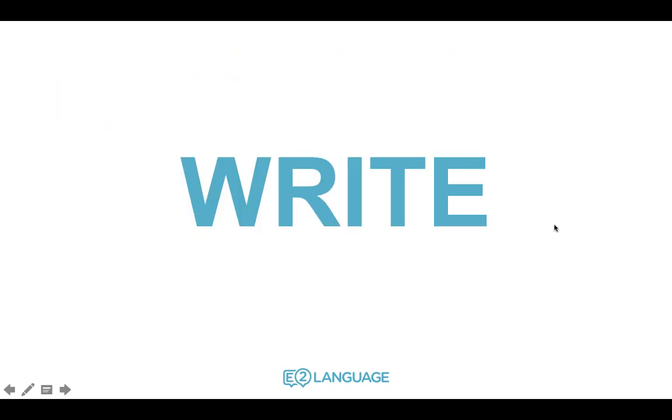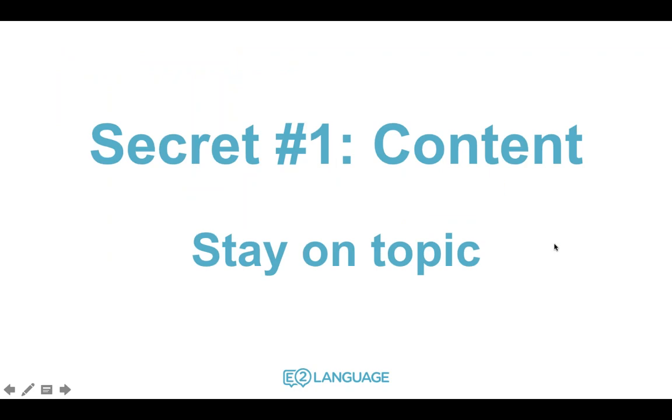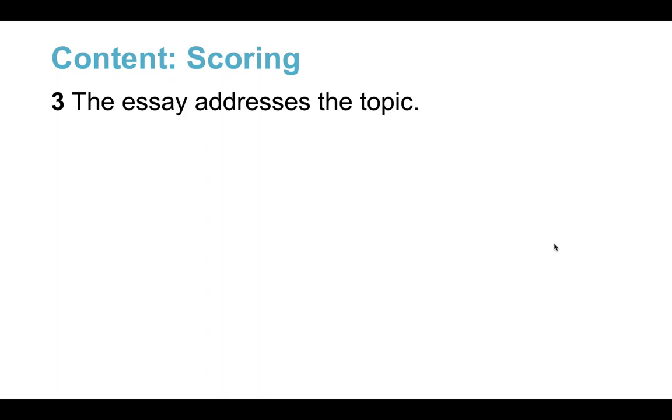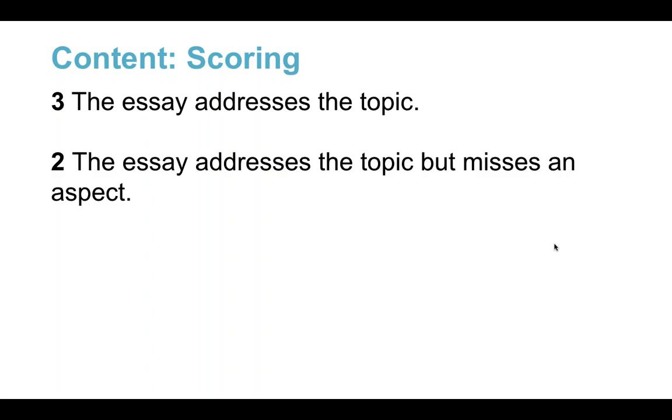Let's move on. Now, we talked about planning. Now we need to talk about writing, and I'm going to whip through these very quickly because we've nearly talked for an hour already. Writing, here we go. Secret number 1, content. Stay on topic. Write to the question prompt. This is absolutely critical. Here's how you're scored for your essay. You get 3 points if you address the topic. You get 2 points if you address the topic but you miss an aspect.